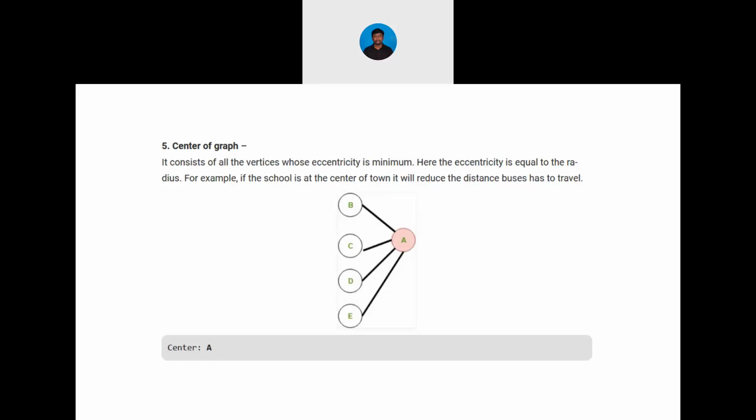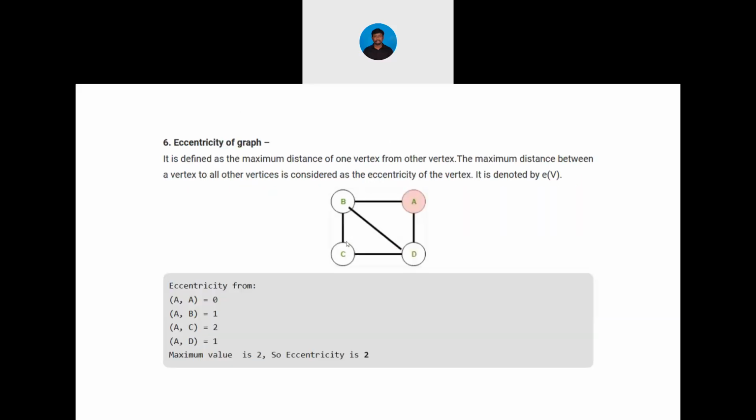For example, if the school is at the center of the town, it will reduce the distance the buses have to travel. So here they have been analyzing with the help of the school in the center of the city, right? So this is called the center of a graph. And the sixth one is the eccentricity of a graph.